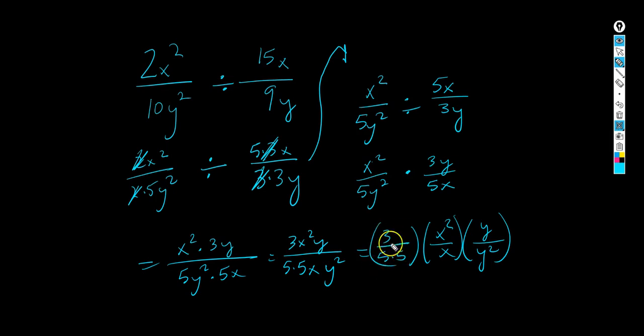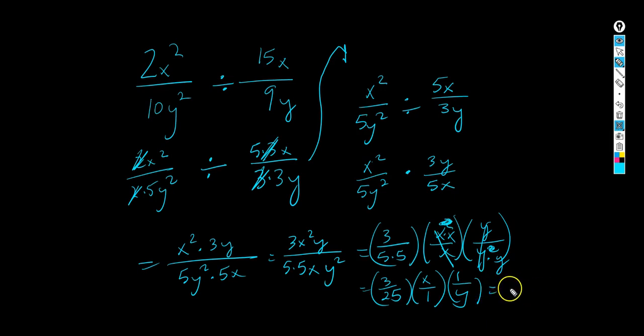So I don't have any cancellation with the numbers. I'll end up with 3 over 25. Now here I have x squared, which is x times x in the numerator. So you could write that as x times x if you like. And so one of the x's cancels, and I'm left with x over 1. And here I have y over y squared, which is y times y. So one of those y's will cancel.